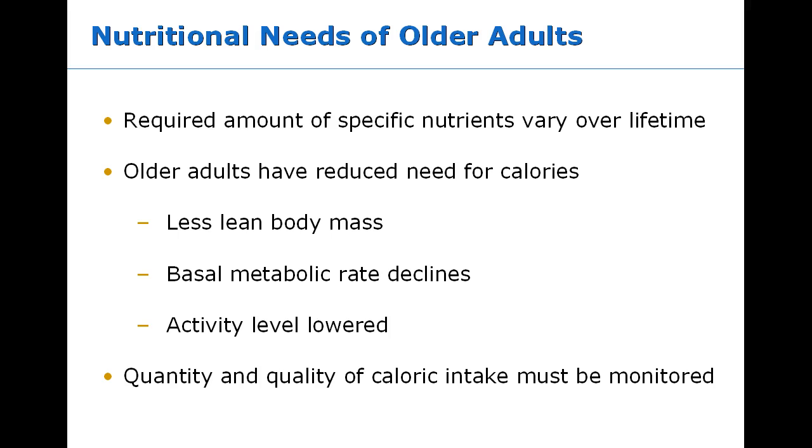Now, as you look at this slide, nutritional needs of older adults, look at all of the bullet points that I have. The amount of specific nutrients we require varies over the lifetime. Older adults have reduced need for calories and less lean body mass. Also, the basal metabolic rate declines, as well as activity level. Quantity and quality of caloric intake must be monitored, making sure they're eating enough and the correct amount of nutrients that they need.